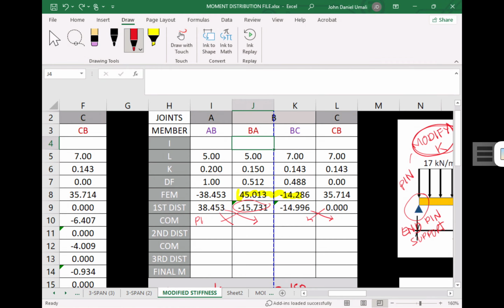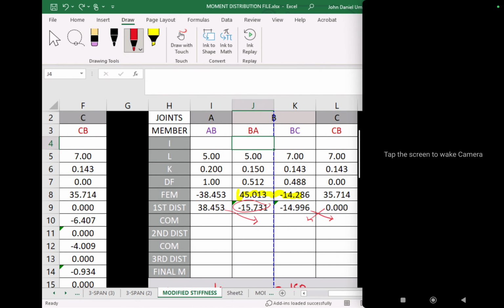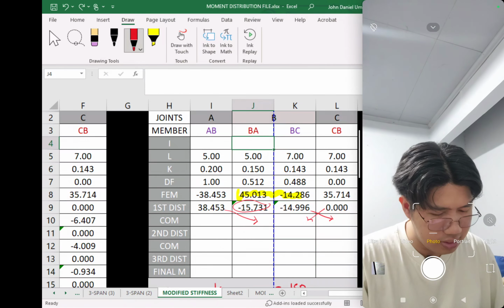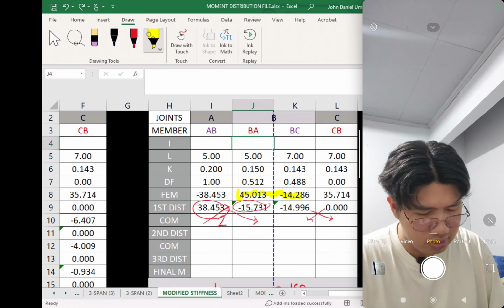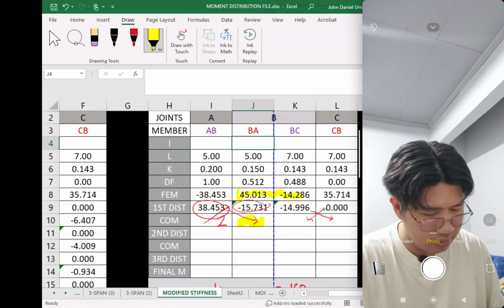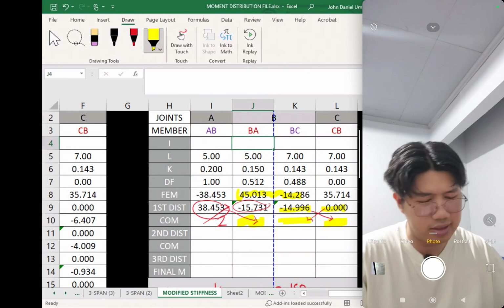So, yun yung advantage ng tawag dito ng modified stiffness. Okay, so now we divide this by 2. So divide this one by 2. So we divide this by 2, and then kung ano masukuha natin sagot, yun yung ilalagay natin dito. We divide this by 2, yun yung ilalagay natin dito. We divide this by 2, yun yung ilalagay natin dito.